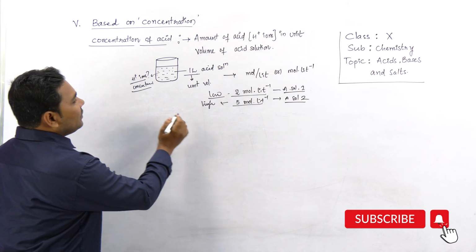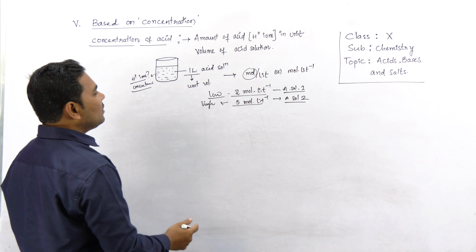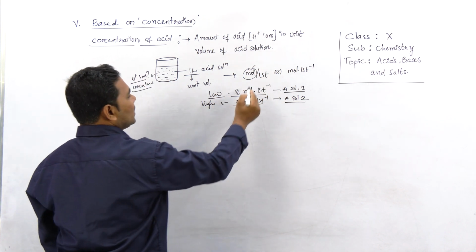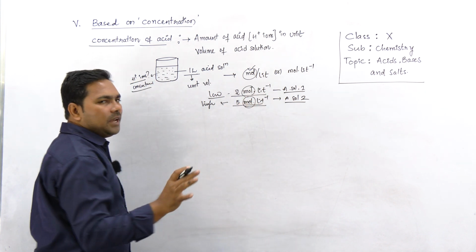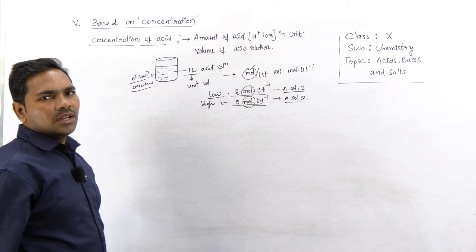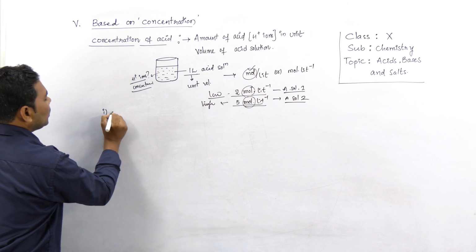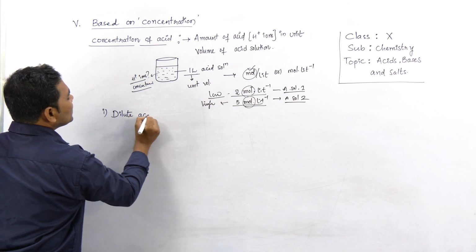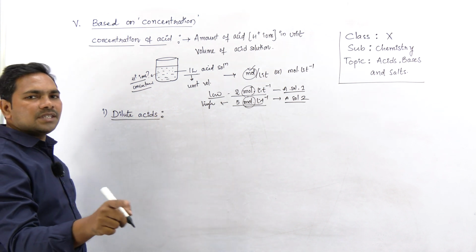The number of H plus ions is relatively very large, so we use a convenient unit to express the amount of hydrogen ions, which is mole. So mole per liter, how many moles of hydrogen ions per unit volume of the acid solution, is generally called its concentration. Now based on the concentration, acid solutions are of two types. One is dilute acids. Throughout this lesson, we use this word, dilute acids.